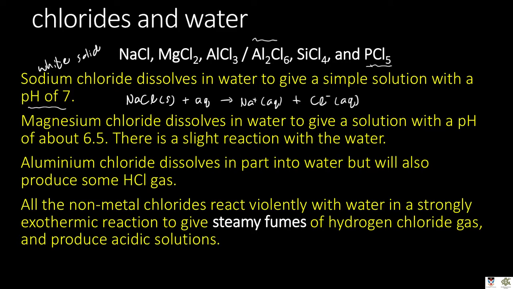Aluminium chloride is the first chloride where we will actually make some special observations, because although it will dissolve in the water, there will be a greater degree of hydrolysis also taking place. So hydrolysis referring to a reaction with water. And in this reaction, there will be some HCl gas, hydrogen chloride gas, being produced, and this will actually also be observed as misty or steamy fumes.